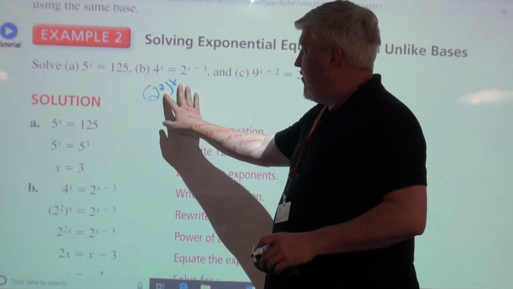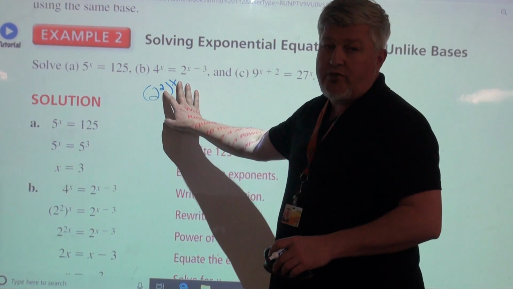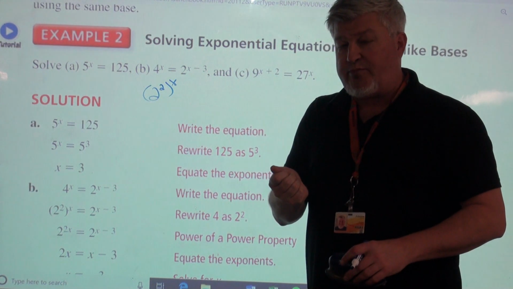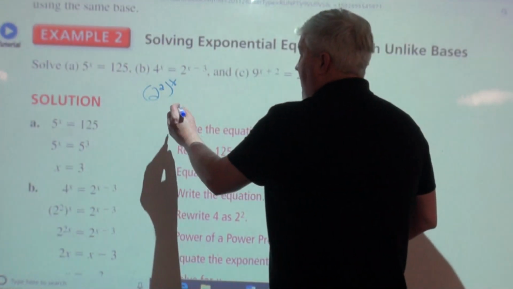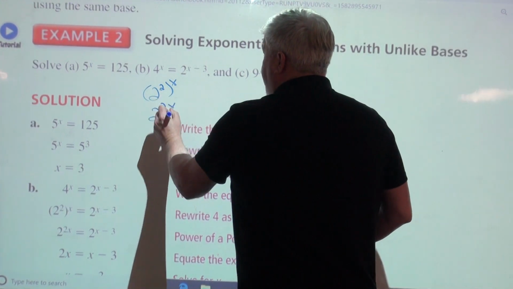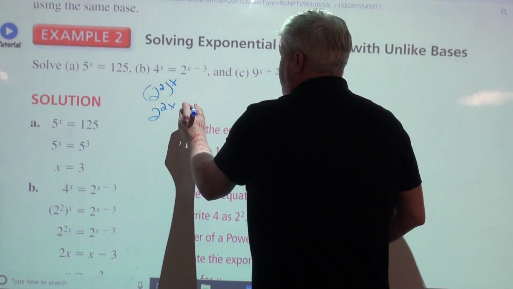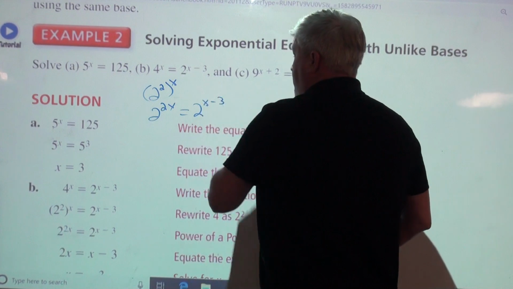Remember, we learned this in our exponents. When you have one exponent raised to another exponent, you multiply those exponents together. You've got to remember your rules. So this becomes 2 to the 2x equals 2 to the x minus 3.